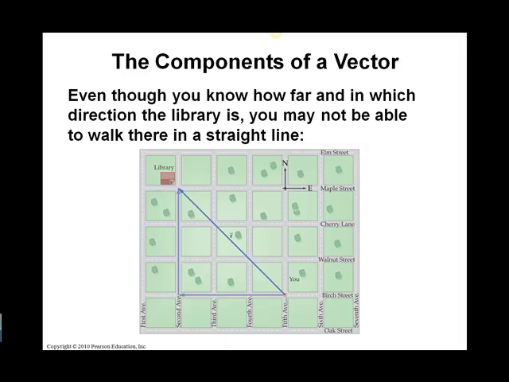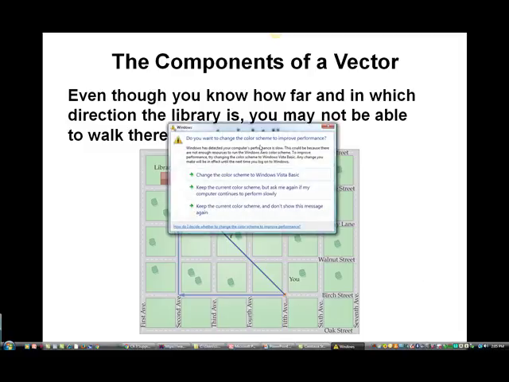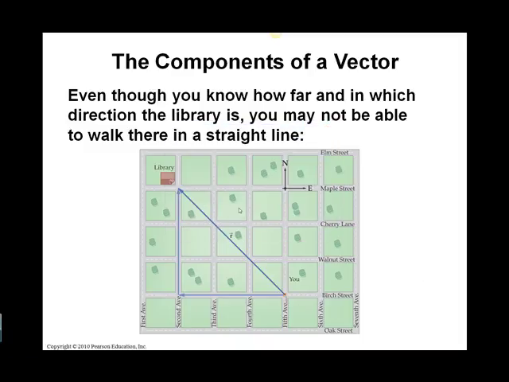So even though you know how far and in which direction it is, you still might not be able to get to the library because there are buildings in the way. So that means that you would have to take an alternate route. Think about where the library is. You could walk towards the library a specific distance at a certain heading, northeast or northwest, or you could walk 3 blocks to the west and 3 blocks north, and you would end up in the same place.